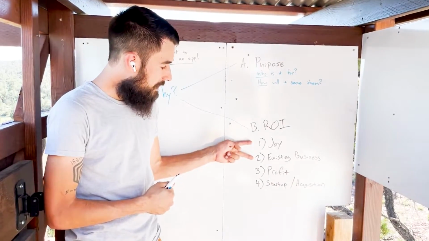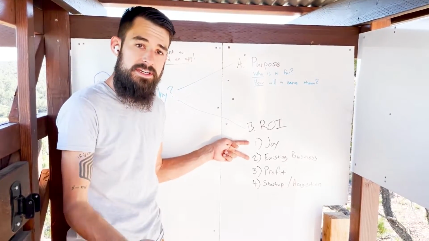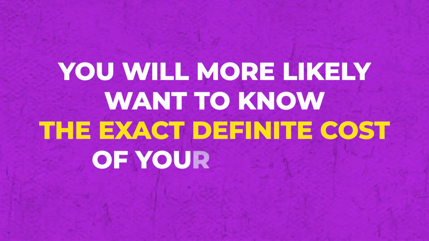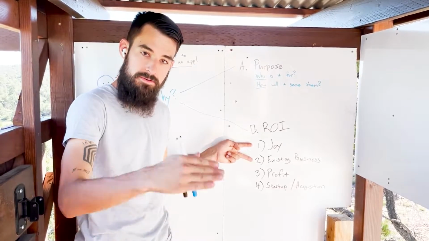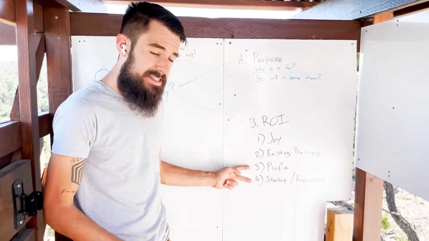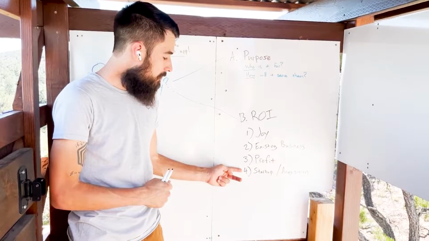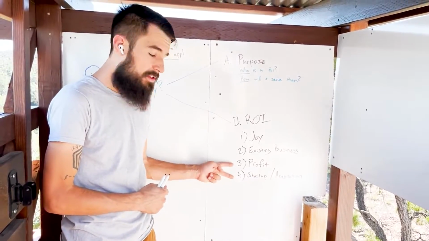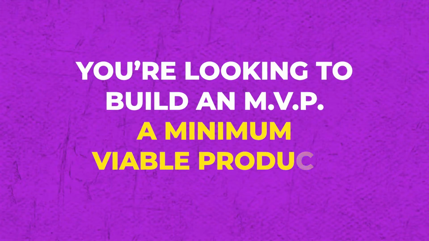These first two types are rather similar, either building for yourself or building to support an existing business. You will more likely want to know the exact definite cost of your project up front to build to that version 1 and get something very concrete out the door immediately. These second two can be more similar. This one is a much longer road, perhaps, in most cases, but these two are similar in that you're looking to build an MVP, a minimum viable product.